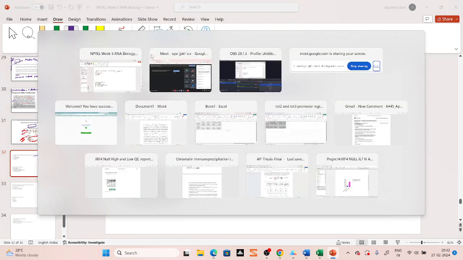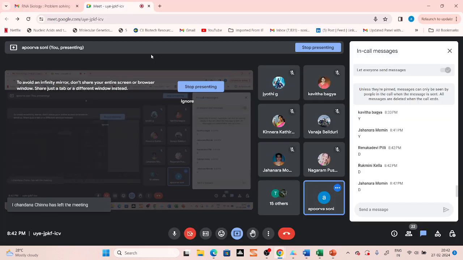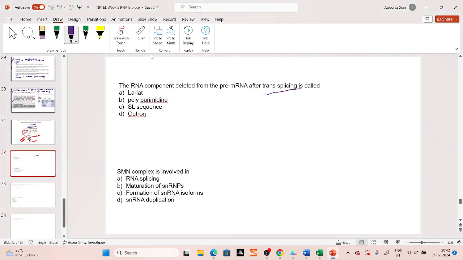Let's see what students have answered. Renuka, Rukmani, and Janara have answered D, which is outron. Yes, it is the correct answer. So we have already studied that in trans-splicing, the region which is removed is known as outron. In cis-splicing, the region which is removed is known as intron.